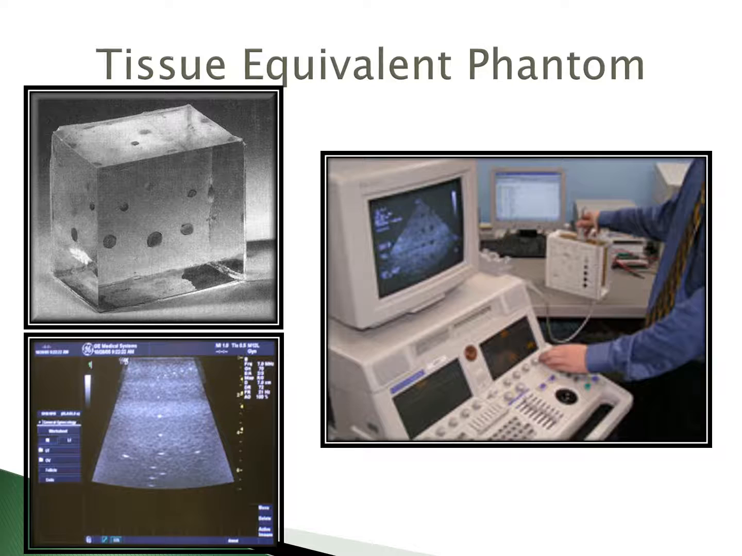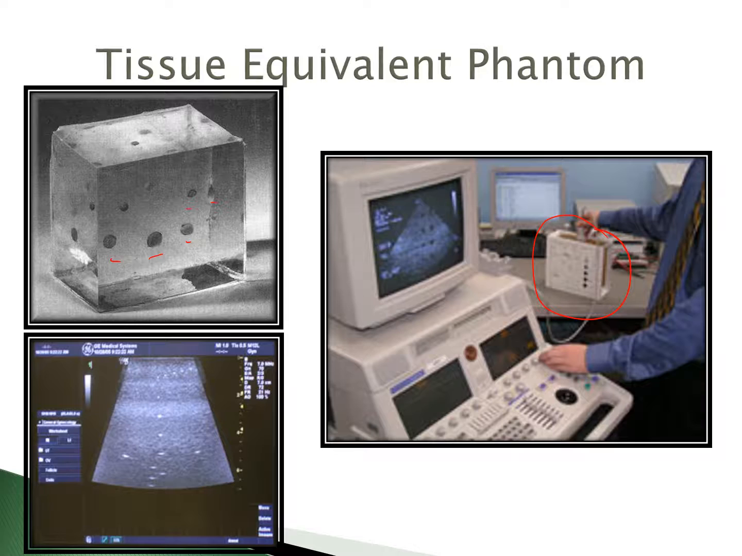So here are some examples of our tissue equivalent phantoms. This top one is a pretty old one, and we can actually see those areas within the gel. We would expect those to look a certain way on the ultrasound machine. This one that this physicist is testing is probably a little bit more modern.